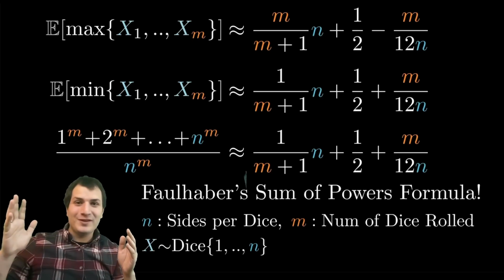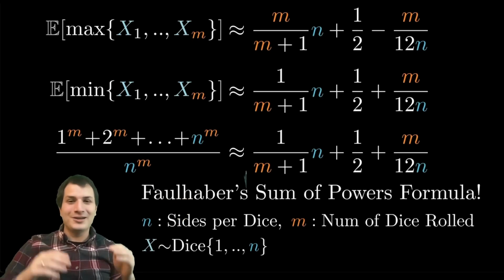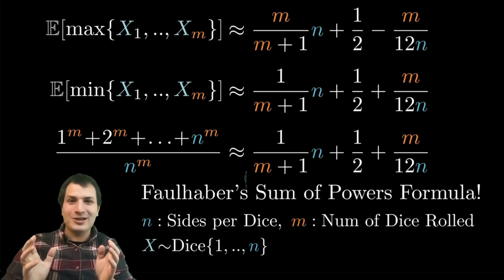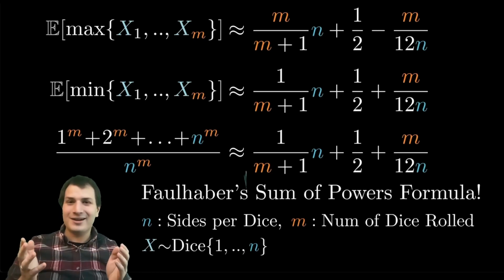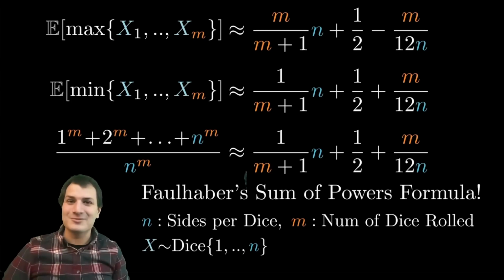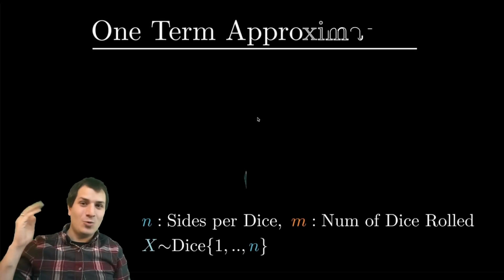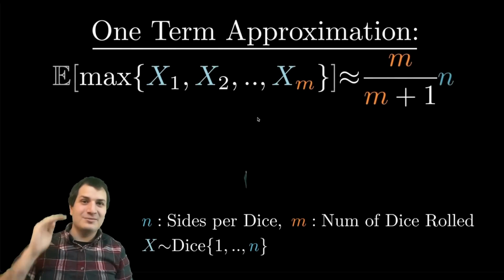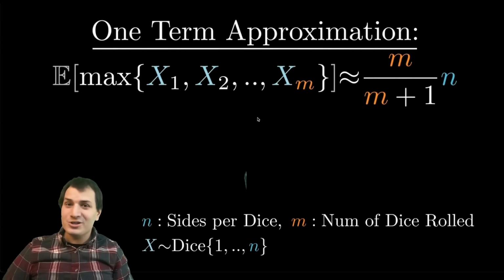Okay, so let's start proving the formula. We have 3 terms to do. We're going to do them one at a time, starting with term 1, then term 2, then term 3. And every time, it's like peeling an onion layer by layer. We're going to get deeper into it and see what comes out. So the first thing we're going to do is what I call the 1-term approximation. And that's just very simply that the average maximum is approximately proportional to n. It's m over m plus 1 times n.